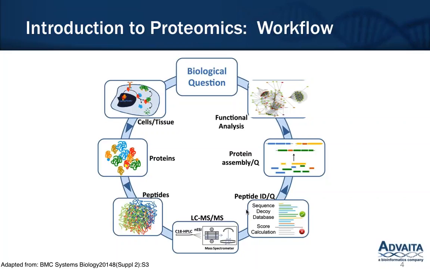And there are really two of the most common approaches for this type of sequencing. One is shotgun sequencing that provides a deep coverage, and then you have the targeted MS sequencing, which provides more quantifiable information about a specific set of proteins.